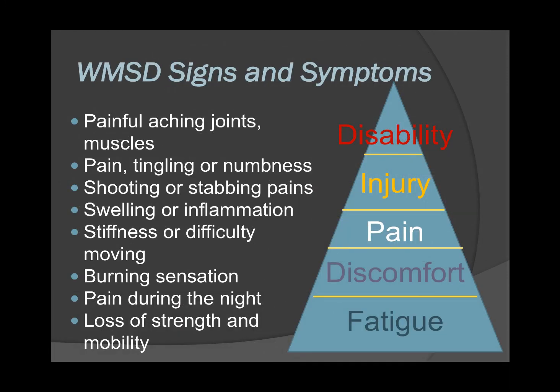So, the signs and symptoms of work-related musculoskeletal disorders, we're going to cover in more detail, but as an overview: painful aching joints, numbness, tingling, stabbing, shooting pains, inflammation, difficulty moving, loss of grip strength. If it's achy, hot to the touch, more likely a muscle. If you get shooting, stabbing pain, that's more likely a nerve related to some form of compression.